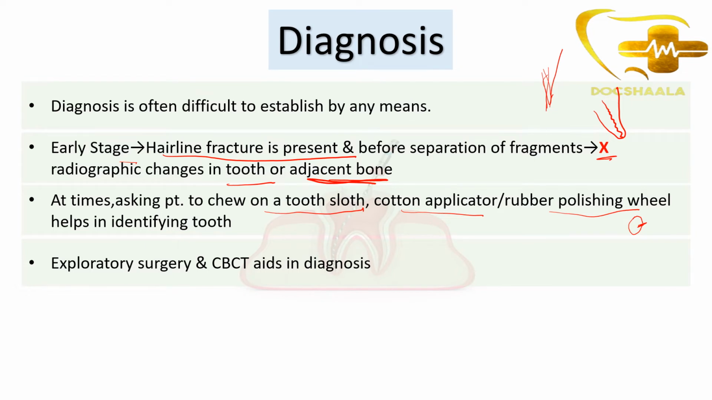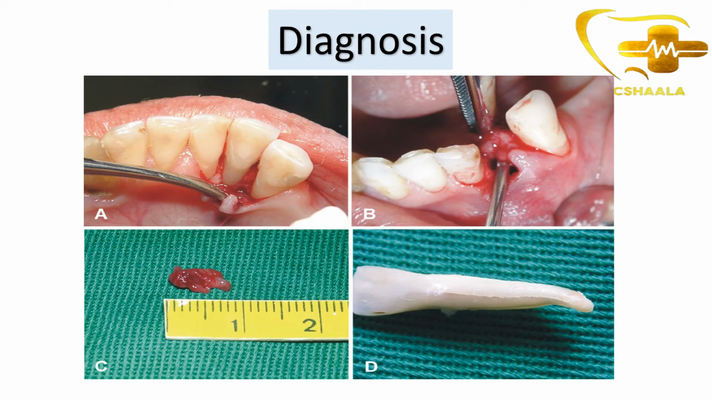Other diagnostic methods are exploratory surgery or CBCT. Here we can see the exploratory surgery method. The tooth in question is this, right? That tooth is being extracted. After it is extracted, we can see that there is a vertical root fracture. This is what we call a hairline fracture.